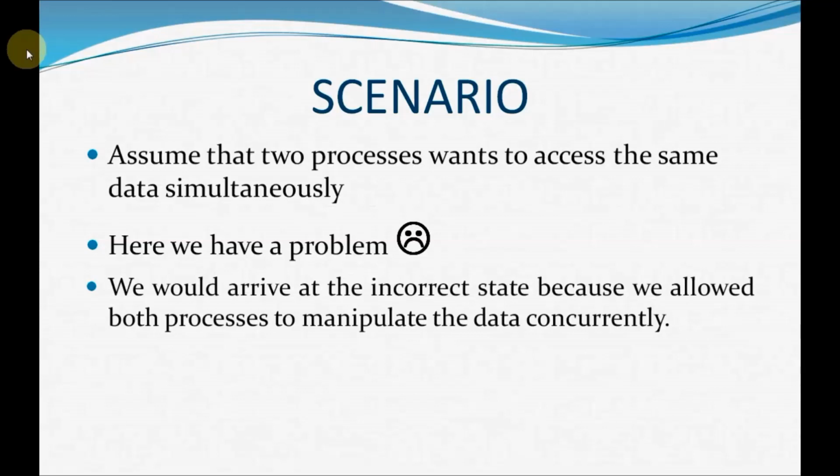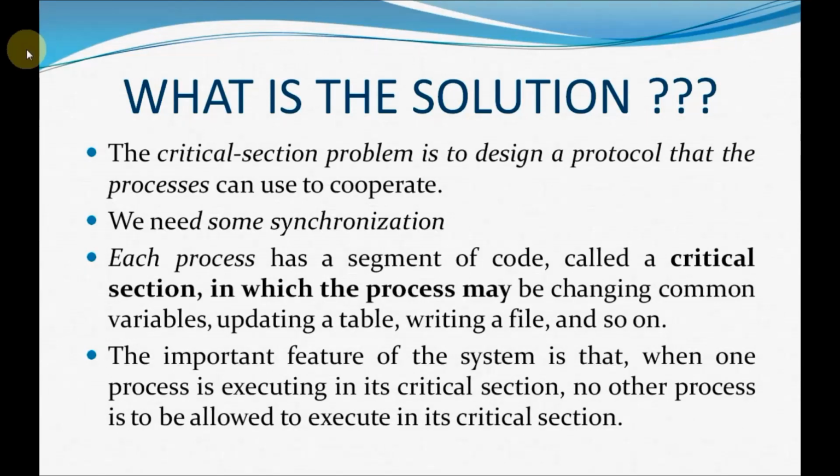I am not going to guarantee that the data that is going to be read or accessed by the process is correct data. That is the problem here. So what is the solution? When two processes want to access the same data, I can't guarantee that they are going to access the correct data. The solution here is the critical section problem.